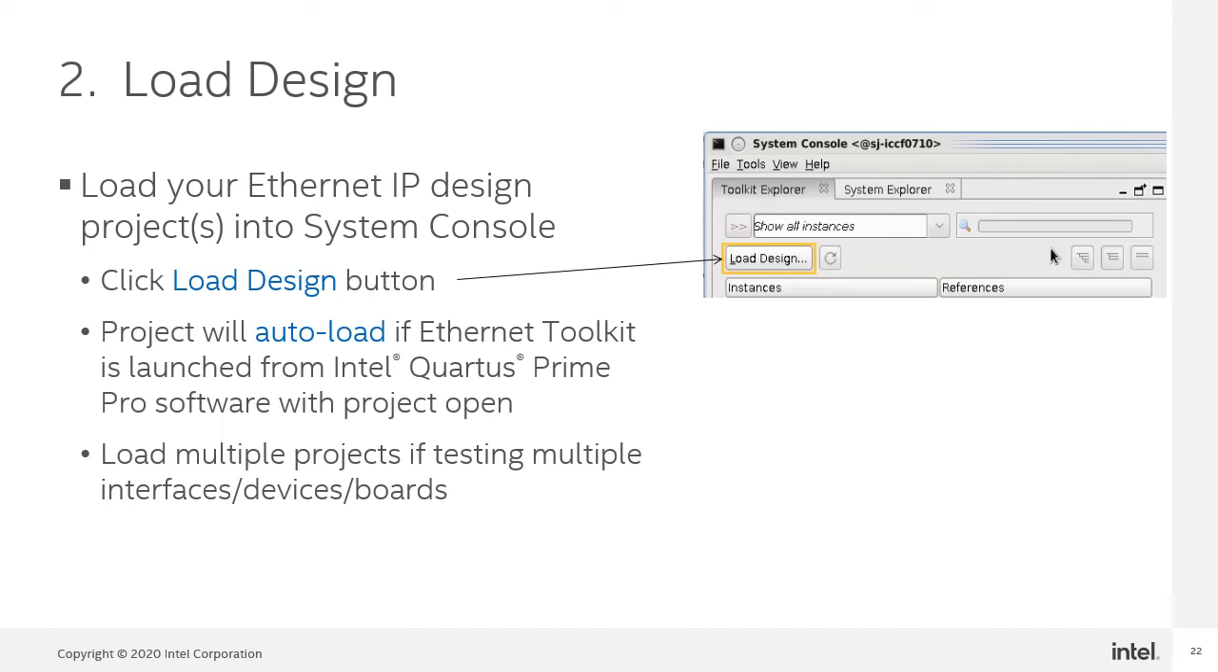If you start the System Console from Quartus with the compiled project already open, the System Console should auto-load that project for you. If you are connecting to multiple FPGAs on the same or different boards, then you would have to make sure you load the project for each target FPGA if they contain different projects within the System Console.